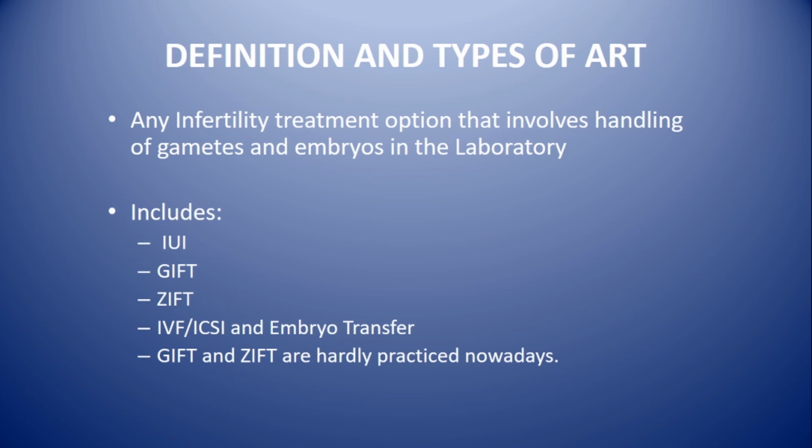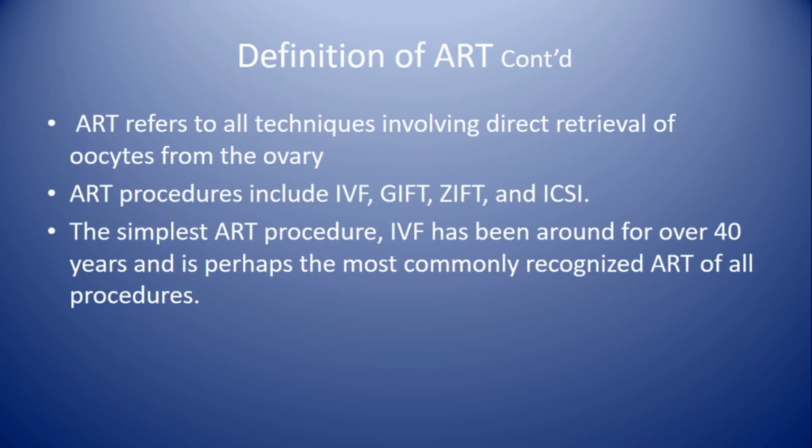Now, infertility treatment options that involve handling the gametes and embryo in the laboratory is what is called assisted reproductive technology. And it includes intrauterine insemination, IUI, gamete intrafallopian transfer, GIFT, zygote intrafallopian transfer, ZIFT, in vitro fertilization or intracytoplasmic sperm injection and embryo transfer, IVF, ICSI. GIFT and ZIFT are hardly practiced nowadays, so what is done is the IUI, the IVF, ICSI, and embryo transfer.